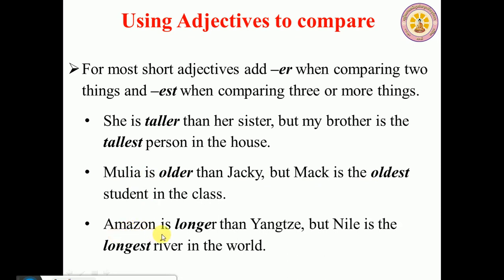The Amazon is longer than the Yangtze, but the Nile is the longest river in the world. If you compare the Amazon and the Yangtze, the Amazon is longer. But among all the rivers, only the Nile is the longest, so we use the superlative degree, because we want to compare all the rivers in the world.